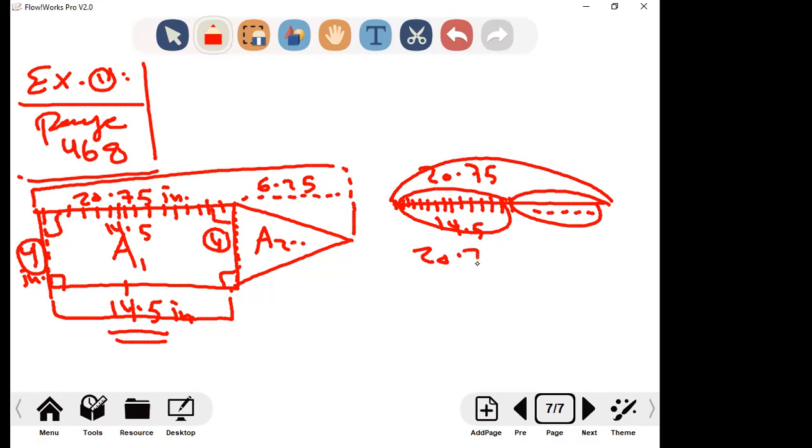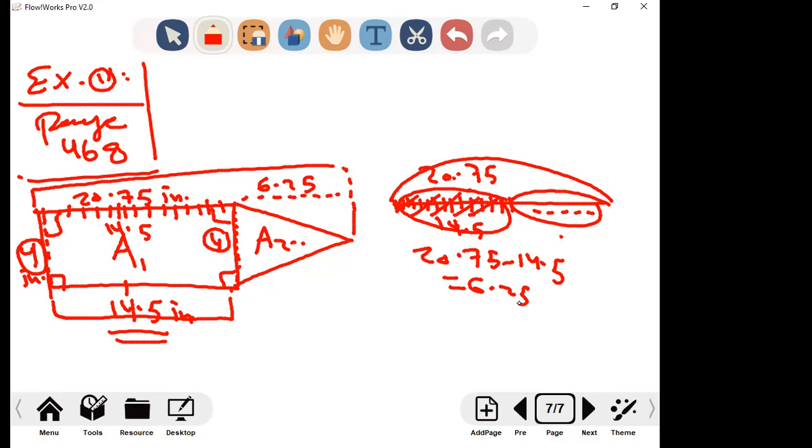So 20.75 minus 14.5. As you cut it, you cut the 14.5. You don't want it. You want the rest from this. You understand me? The height of the triangle, this part, is the rest of this after you cut this. Done? So 20.75 minus 14.5 is how much? 6.25. You understand it now? Good.